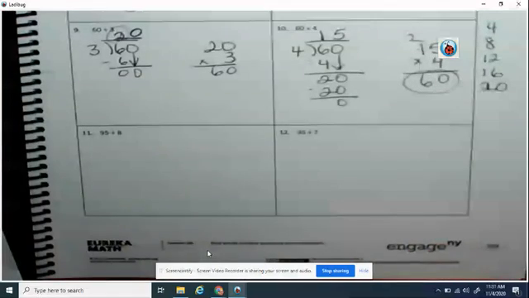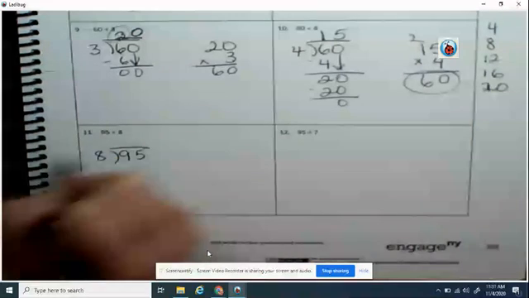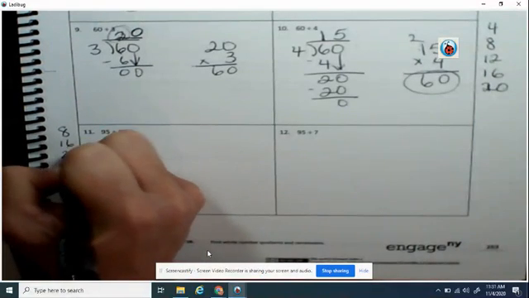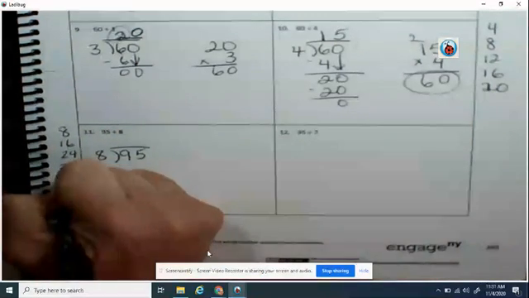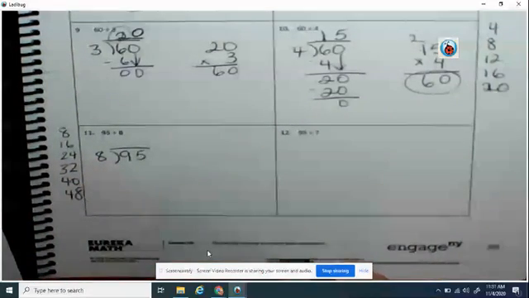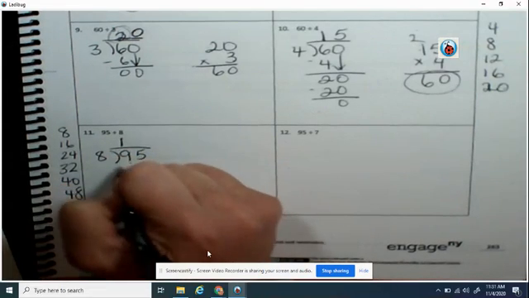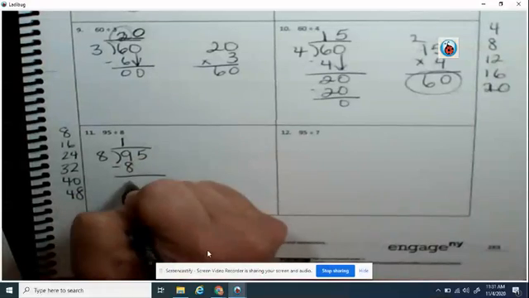Okay, last 2. 95 divided by 8. So let me write my 8s. 8, 16, 24, 32, 40, 48. Okay. So 8 times 1 is as close as I can get to 9. That means I'm going to use up 8. I have 1 10 left over.